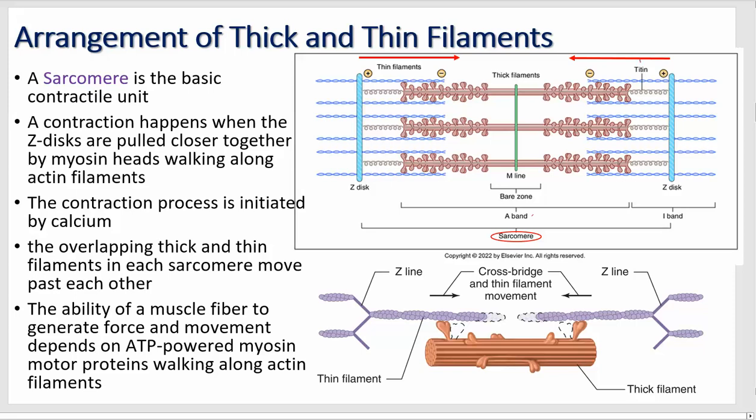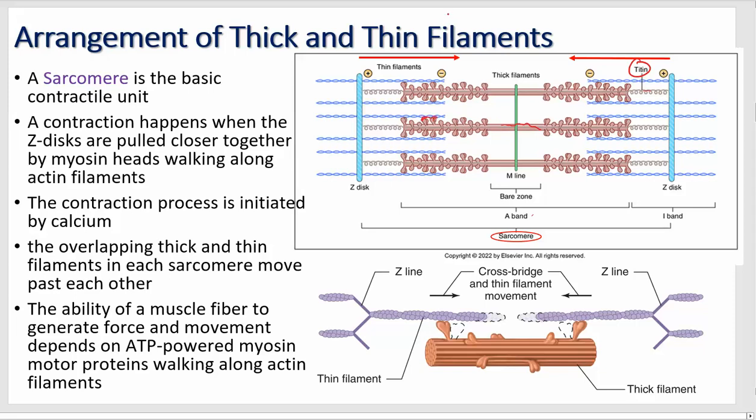Also there's the titin, again structural, holding that myosin together. All right, so the contraction process is initiated by calcium. It is ended by calcium leaving. The overlapping thick and thin filaments in each sarcomere move past each other. So again, you can see our myosin. The little things up here are the myosin light chains, and the big one down here is the myosin heavy chain.